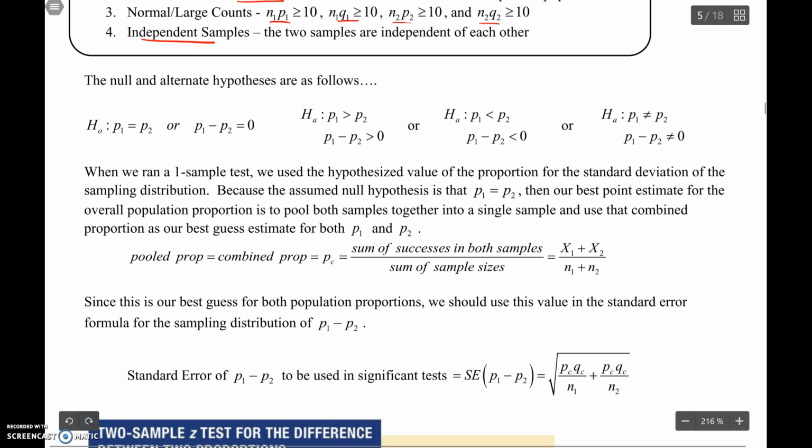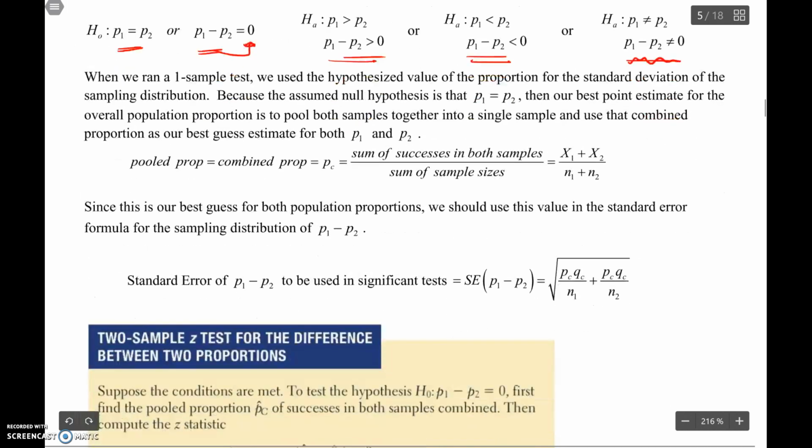Our null hypothesis is going to be that the two proportions are equal, or that the difference in the proportions is 0. By the way, we can do differences other than 0, but in AP Stat, we don't. That's a beyond AP Stat topic. So we'll just always have a difference of 0. Against the alternate that the difference is greater than 0, or less than 0, or not equal to 0.